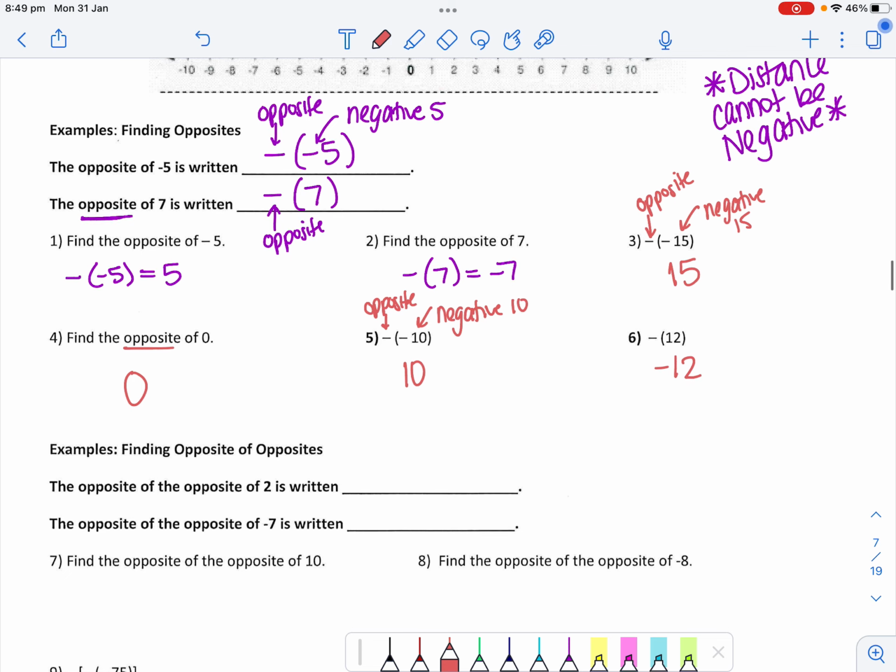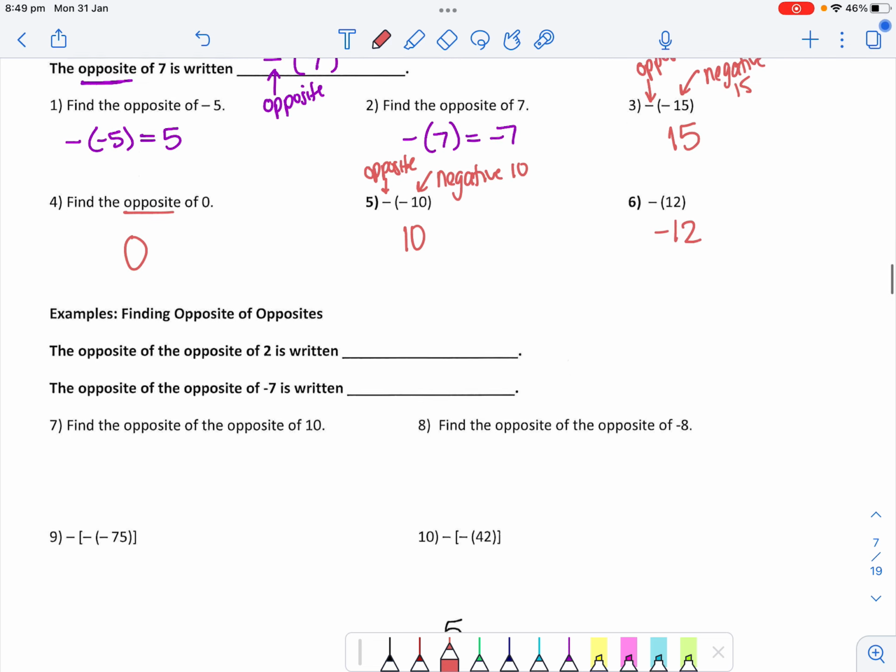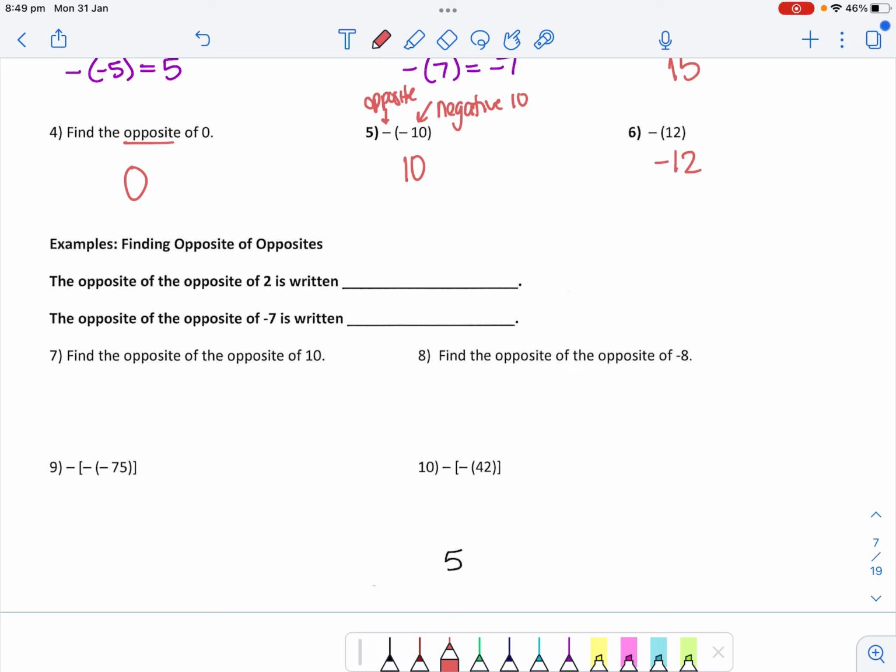Now we're going to add another layer. So it says finding opposite of opposites. So think of each opposite as a new negative symbol. So this is a negative and this is a negative. So I'm going to have the opposite of the opposite of 2. And I use the parentheses to help me distinguish between the negative signs. They don't all just look like one big negative. So this is my first opposite. This is my second opposite. And then I've got +2 all the way on the inside. The next one, again, think of this as a negative and this is a negative, and then I have a -7. So the opposite of the opposite of -7.